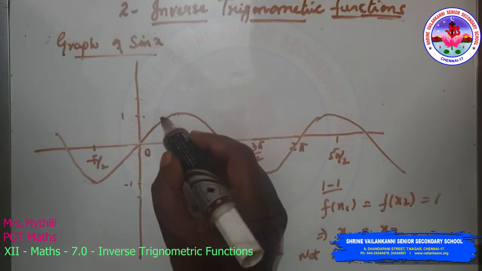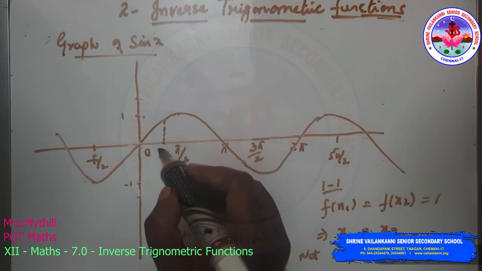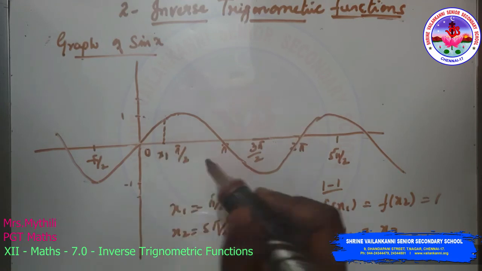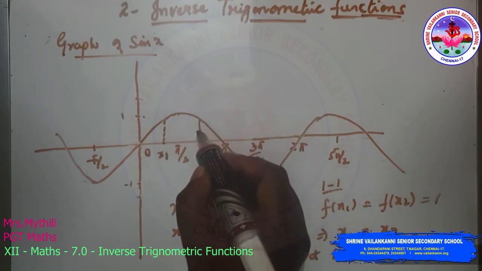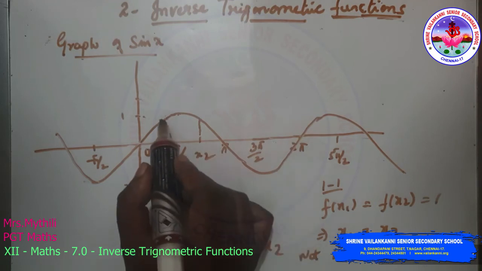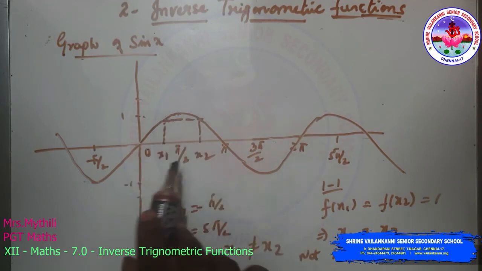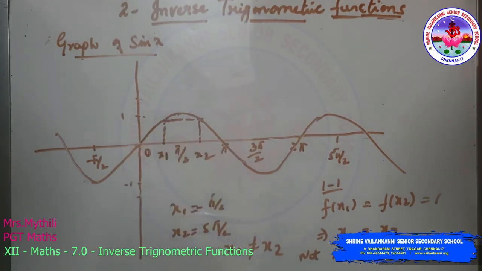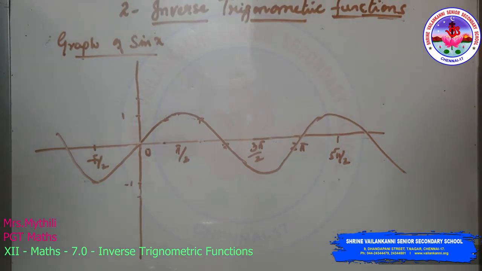If we take any values in between these two, if we take this as x1 and this as x2, so f of x1 is equal to f of x2 and x1 is not equal to x2, so it is not a 1-1 function. Now let's check for onto function.